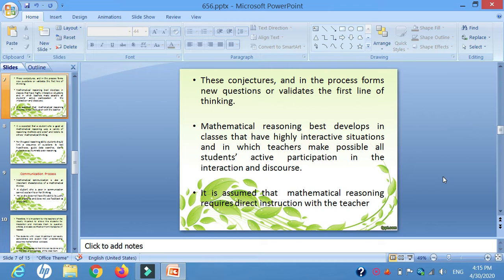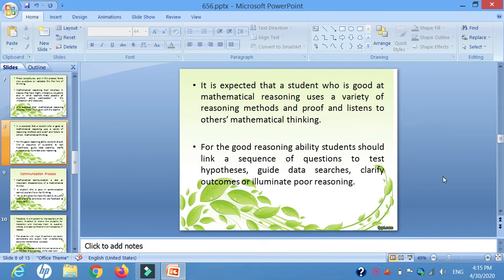Mathematical reasoning best develops in classes that have highly interactive situations and in which teachers make possible all students' active participation in the interaction and disclosure. It is assumed that mathematical reasoning requires direct instruction with the teacher. It is expected that a student who is good at mathematical reasoning uses a variety of reasoning methods and proofs and listens to others' mathematical thinking.